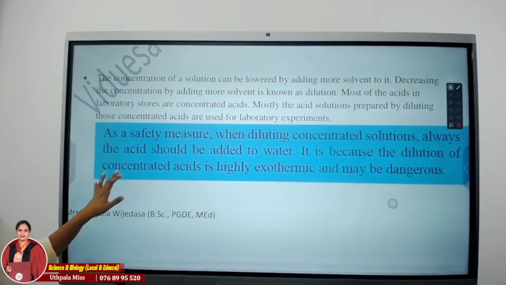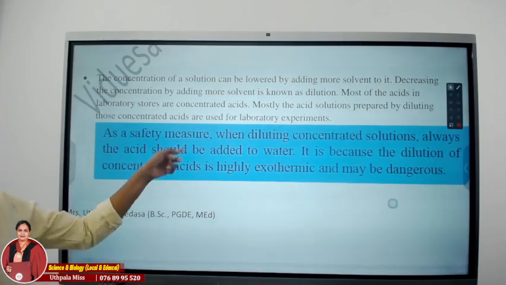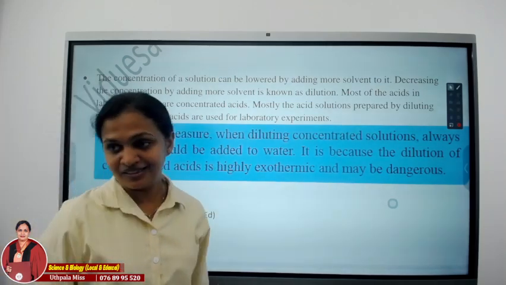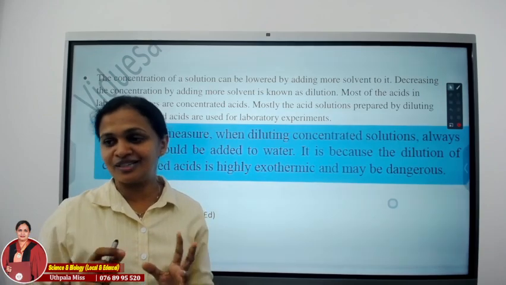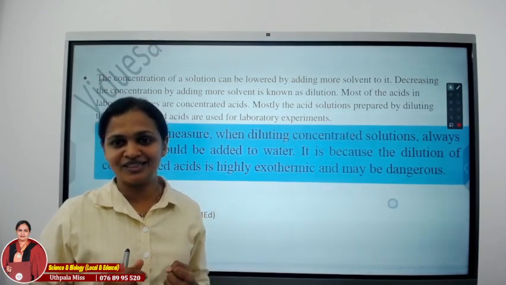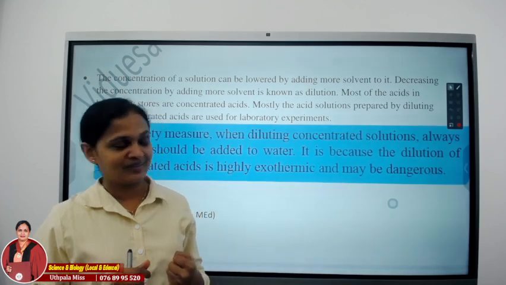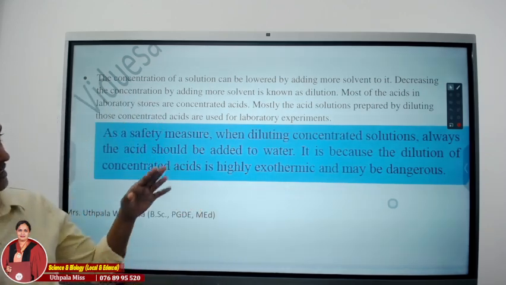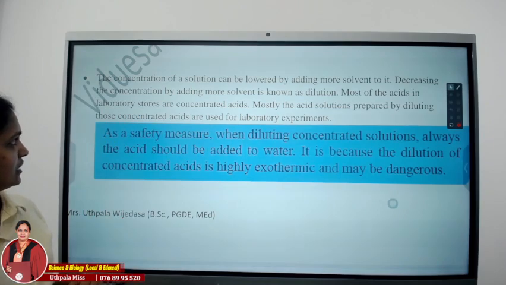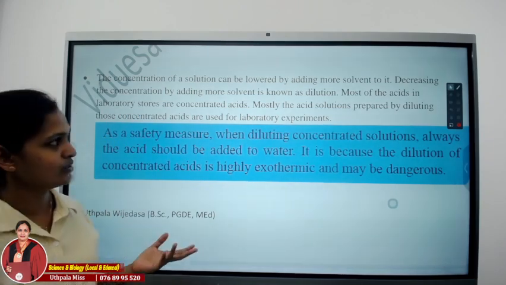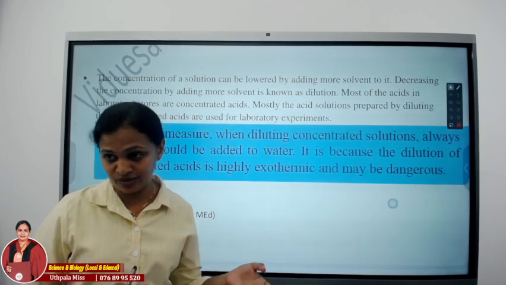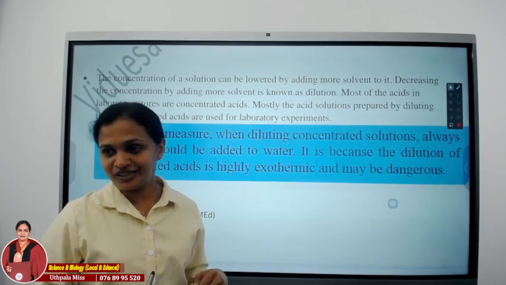Most of the acids in the laboratory stores are concentrated acids. Mostly the acid solutions prepared by diluting those concentrated acids are used for the laboratory experiments. You are given diluted acids, right?